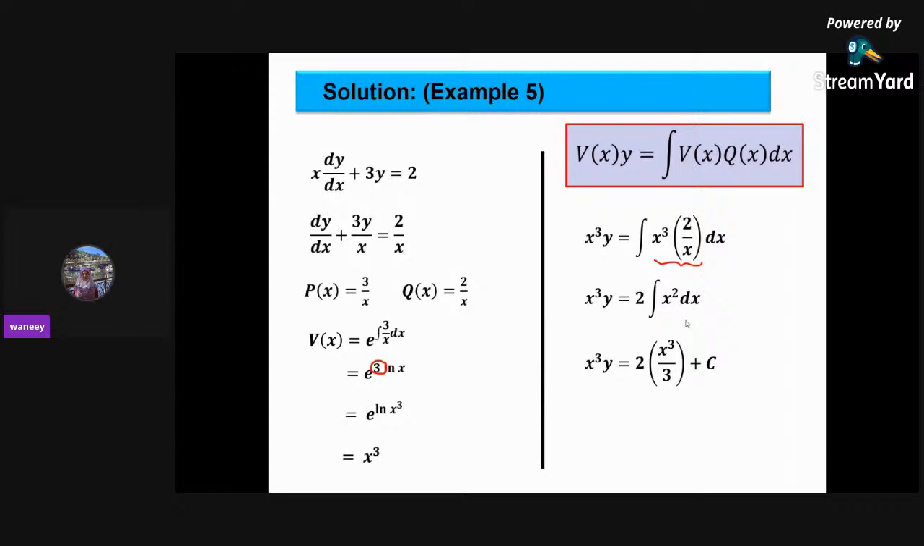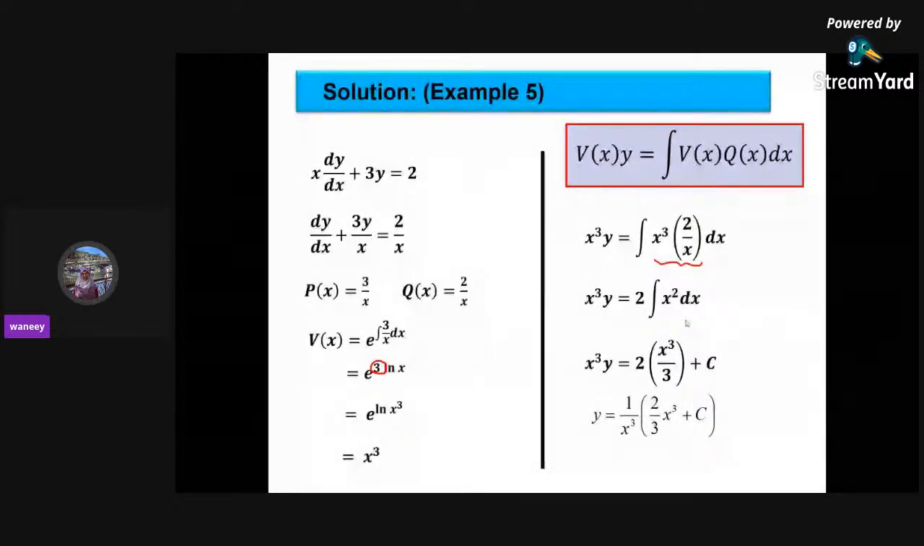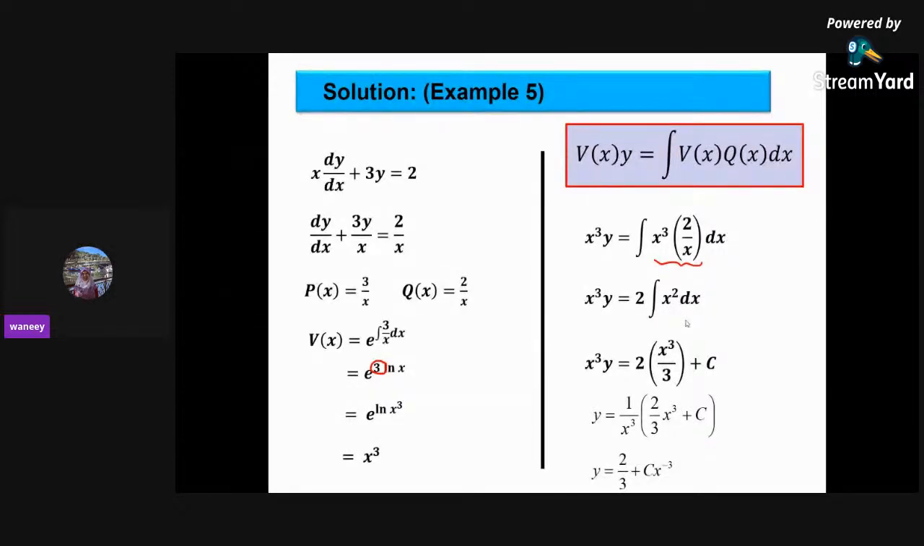And then you got to let your y as the subject. So y is equal to 1 over x cubed, 2 over 3 x cubed plus c. Or you can actually bring 1 over x cubed up. You can bring x cubed up, so x to the power of negative 3. That is also fine. So you got 2 answers. You can choose either one. Either one is fine, they are equivalent. Okay, next.